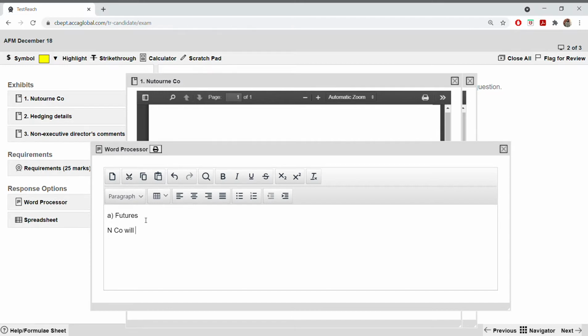Will have. It is better to write the statement so that later it's clear why you are choosing a 6 month future. Will have CHF, or you can write Swiss franc, receipt. It's a receipt in 6 months time, and needs to hedge against the dollar strengthening or weakening.